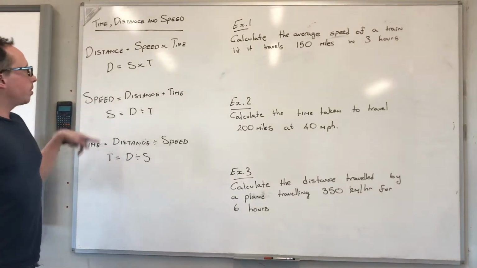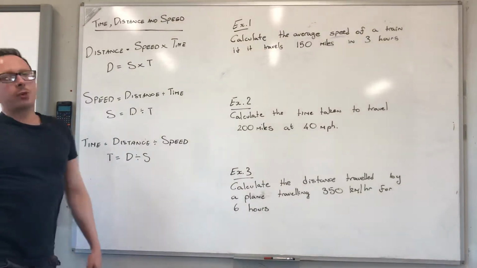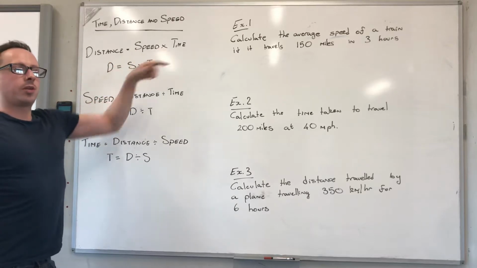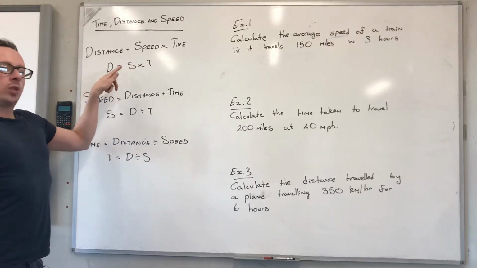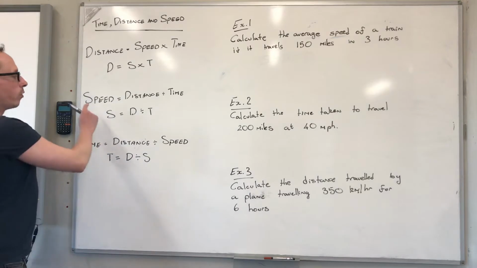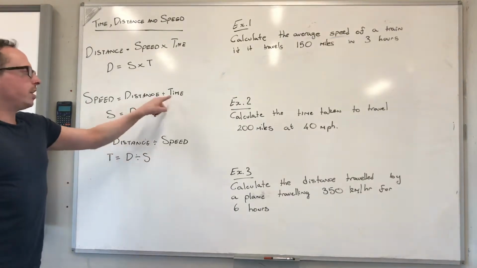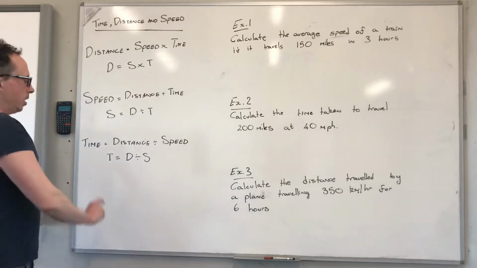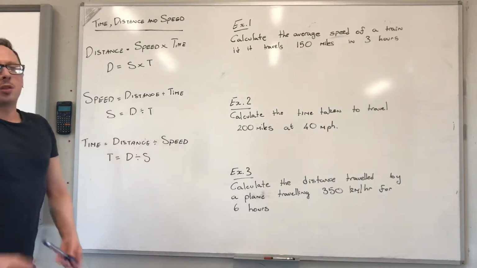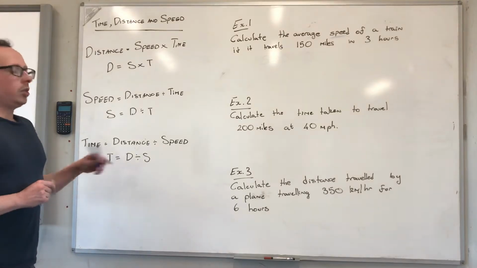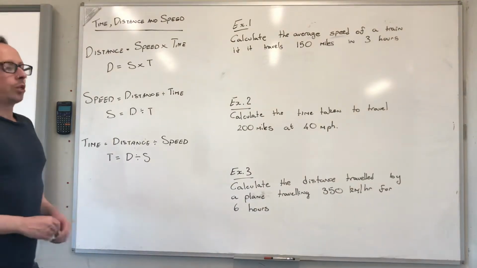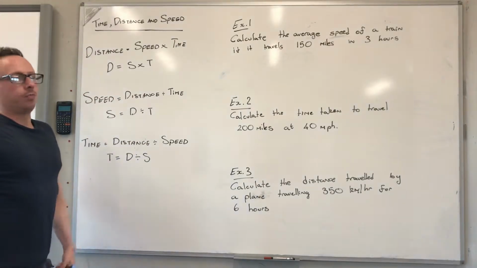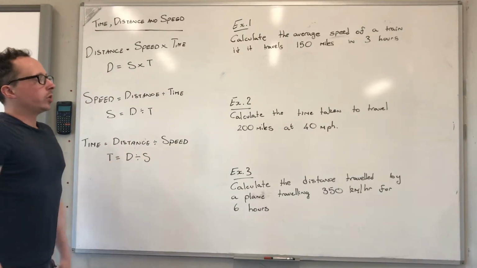And the three formulas, which is a lot to remember, but you can always refer back to this video if you need to. Distance equals speed times time, or d equals s times t. We've got speed equals distance divided by time, or s equals d divided by t. And time equals distance divided by speed, or t equals d divided by s. The most tricky thing is maybe being able to work out which of these three formulas you're using, but we're going to worry about that in these questions.